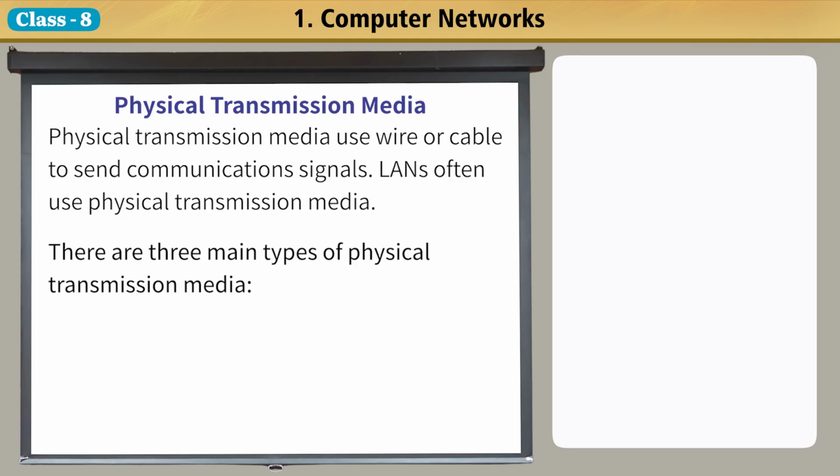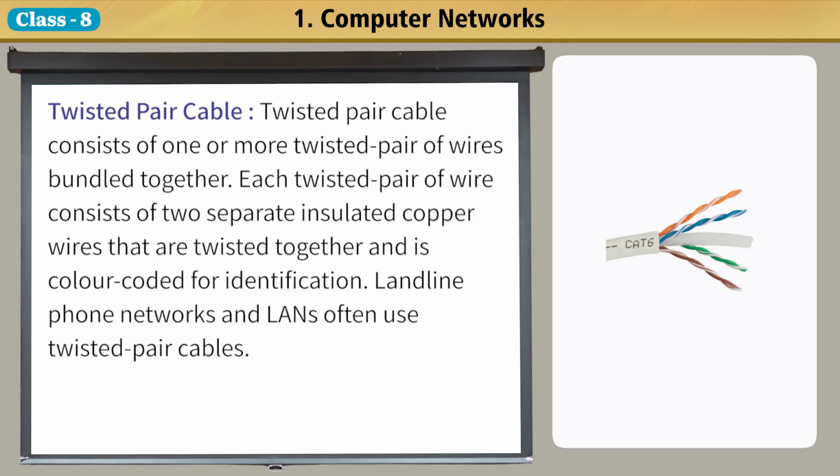There are three main types of physical transmission media. Twisted pair cable. Twisted pair cable consists of one or more twisted pair of wires bundled together. Each twisted pair of wire consists of two separate insulated copper wires that are twisted together and is color-coded for identification. Landline phone networks and LANs often use twisted pair cables.